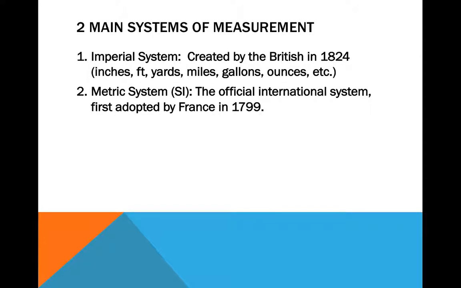So we have two main systems of measurement. The first one is called the Imperial System. That's the one that we use. It was created by the British in 1824, and we have all these different units like inches and feet and yards and miles and gallons and ounces, and these are all different measurements that were started in Britain.